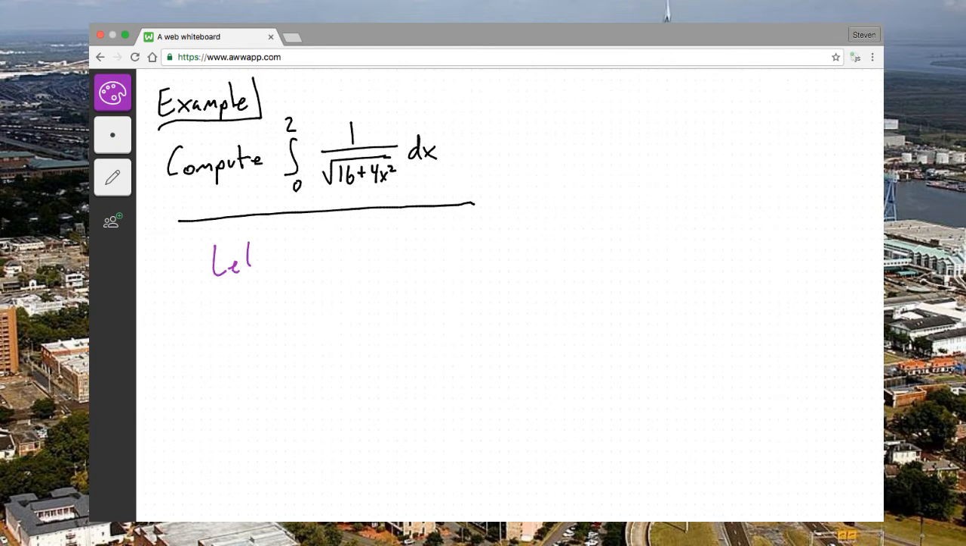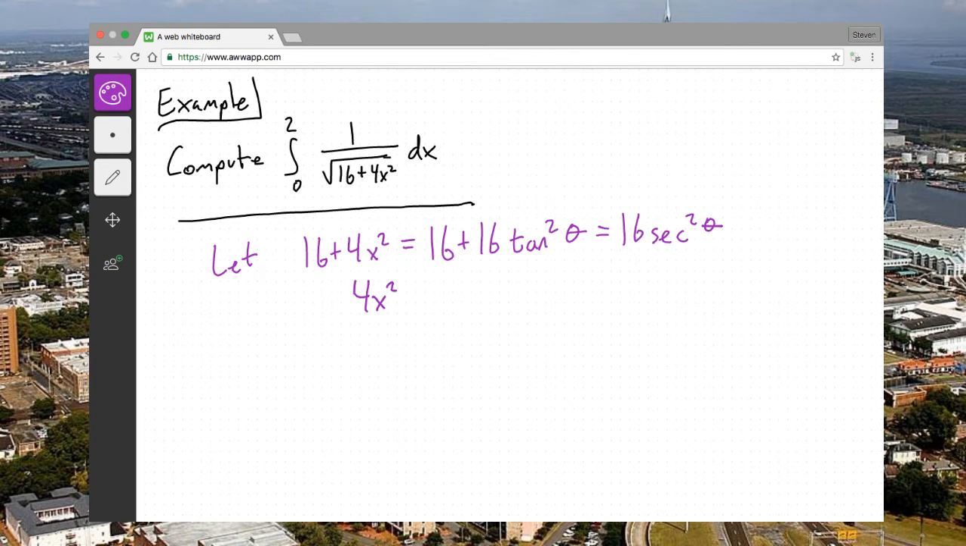And our goal is for 16 plus 4x squared to become 16 plus 16 tangent squared of theta. You have to change the constant from 4 to 16 because we need to have the same constant in 16 plus 16 tangent squared. That way the 16 factors out and we're left with 1 plus tangent squared, which is secant squared of theta. Now in doing this, we need to find out what our dx is. So I'll solve for x in the first equality.